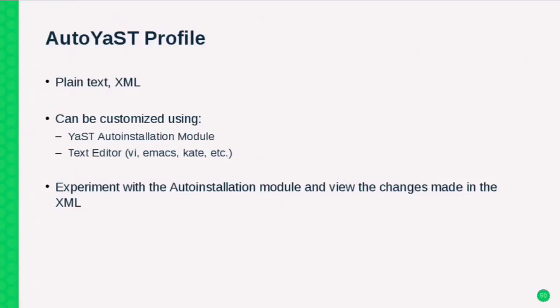If you want to start with the manual editing and do not know what to do yet, it might be interesting for you really to experiment with the AutoYaST editor, which was on the previous slide, and save the file again and see what the difference between the two files is. This way you will learn how the changes are reflected in the AutoYaST profile.